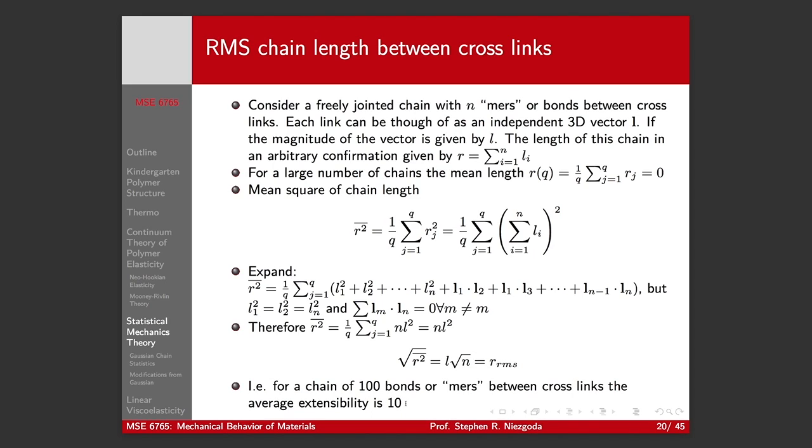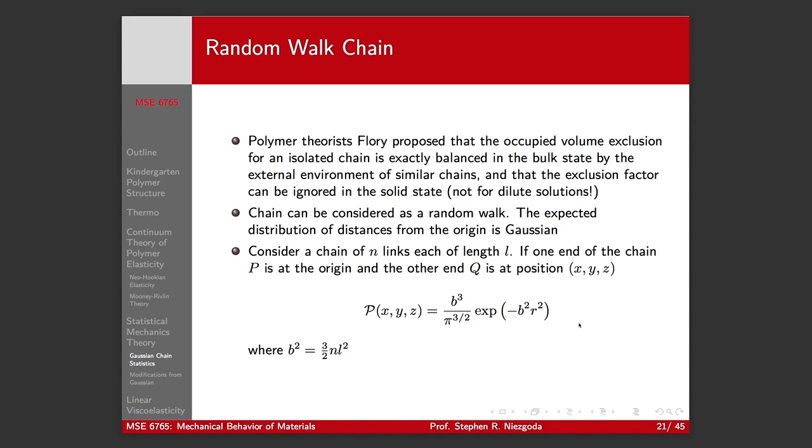So the chain will take some strange configuration in space. It'll zigzag like this, but the average end-to-end distance is going to be the square root of the number of MERS that you have in your system, or the number of carbon-carbon bonds that you have between these cross links. And the cross links are basically fixed in space. Okay.